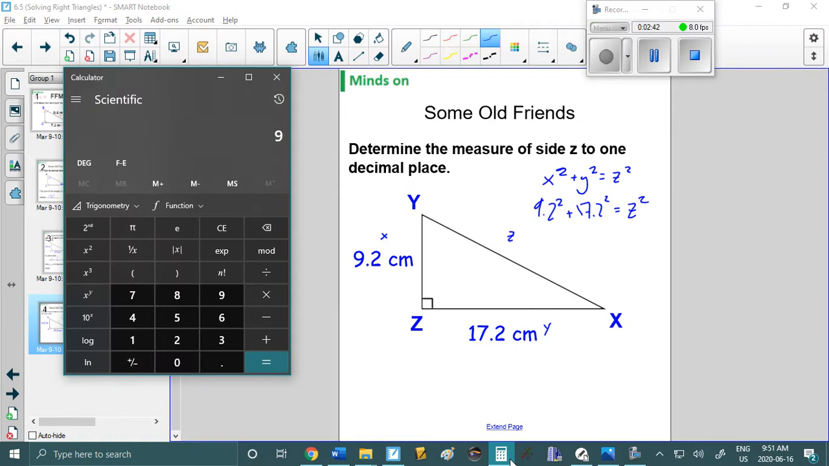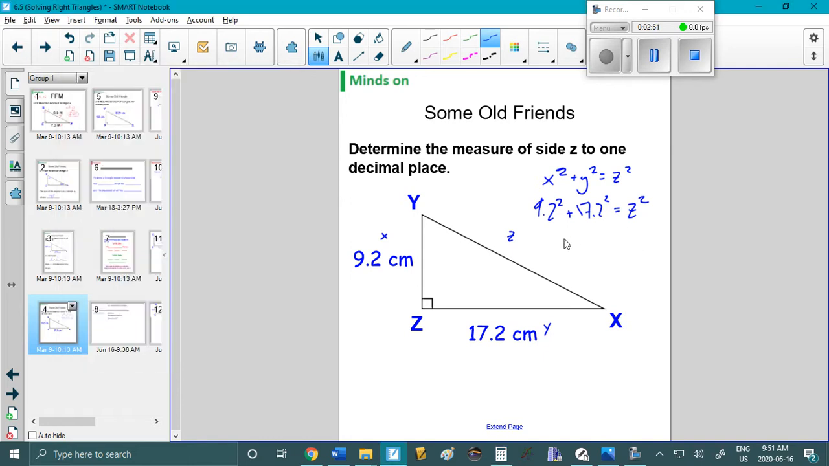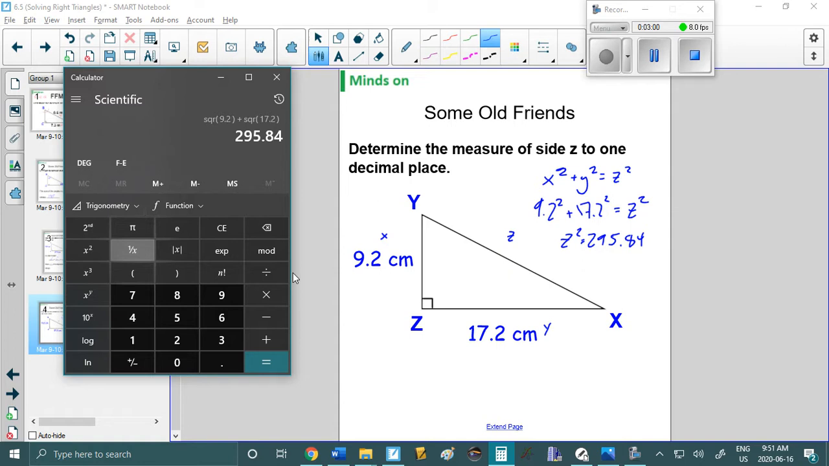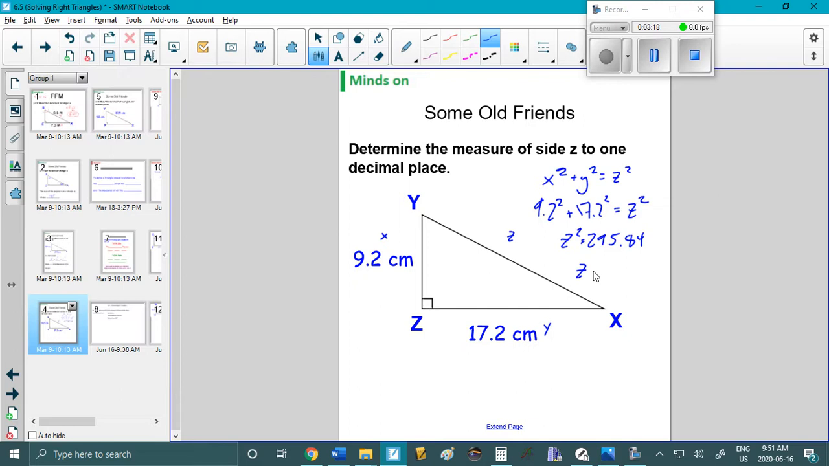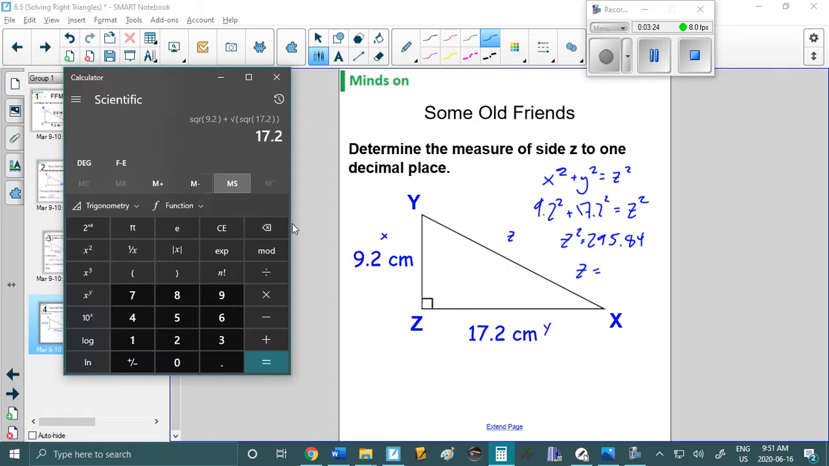We go to the calculator, 9.2 squared plus 17.2 squared is 295.84. So z squared is 295.84. And then to get z, we square root it. So where's my square root button? What is happening? I can't find it. Oh, I have to do second function. Square root 17.2. So z equals, wait, 17.2, that can't be right. Oh, yeah, that's not right.